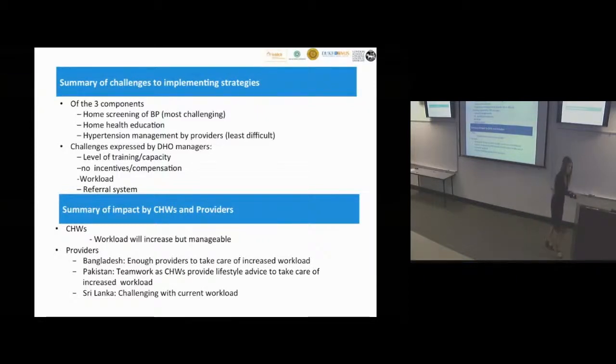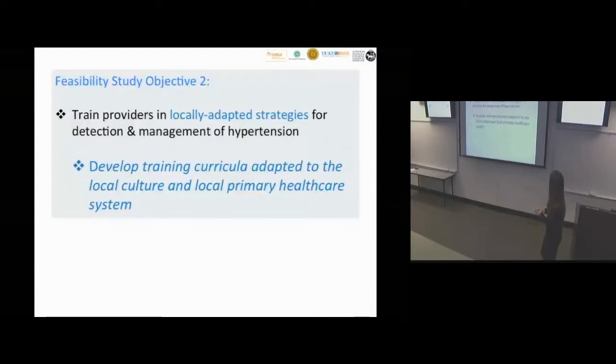The district health officers communicated that at that level of training, if you don't give incentives or compensation, then they thought it would be challenging. So they needed some kind of compensation, but how that was channeled was a question. They didn't want it to be given directly. And on workload, the community workers and providers said workload will increase, but it'll be manageable. Pretty much each one of them said, we can manage this with teamwork. Challenging with current workload, but manageable. So that's what we heard from each one of them.